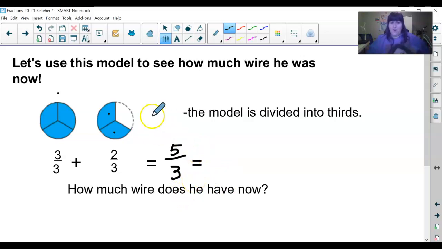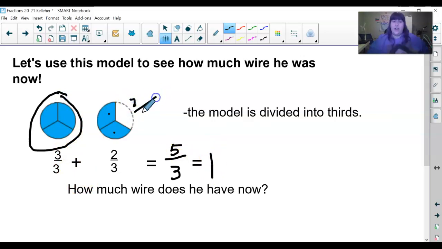Based on the improper fraction and the image, we can tell that that's more than 1 whole. He has 1 whole meter right here, plus 2/3 extra, which means 5/3 is the same as 1 and 2/3. So how much wire does he have now? You could say he has 5/3 meters, or you could say he has 1 and 2/3 meters.